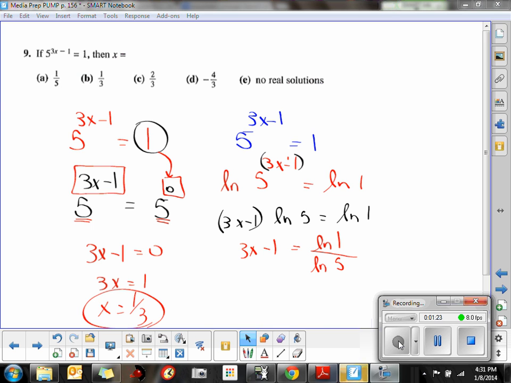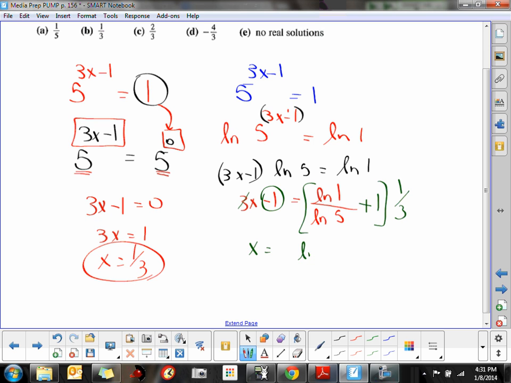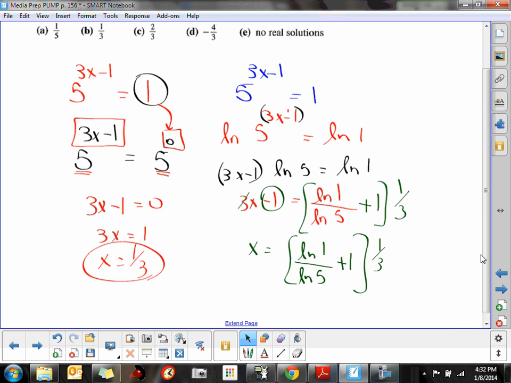And then we'd have to add our 1 and then divide by 3, or I'm going to take this whole thing and multiply times 1/3 to get rid of multiplying by 3. So x is equivalent to the expression I have here: natural log of 1 divided by the natural log of 5, plus 1, times 1/3. And that should give you the same thing.